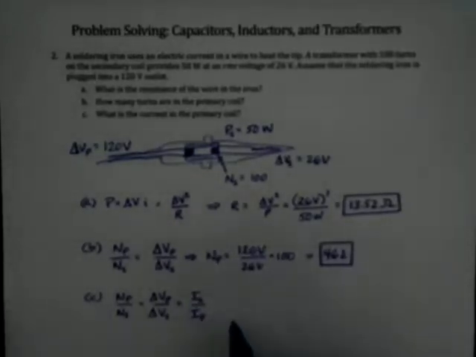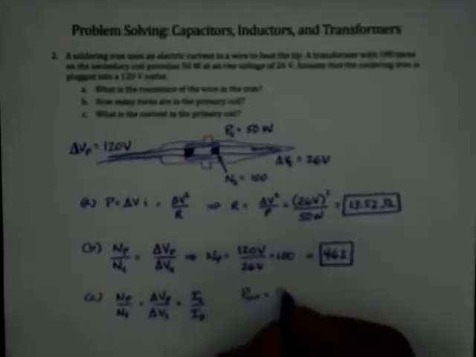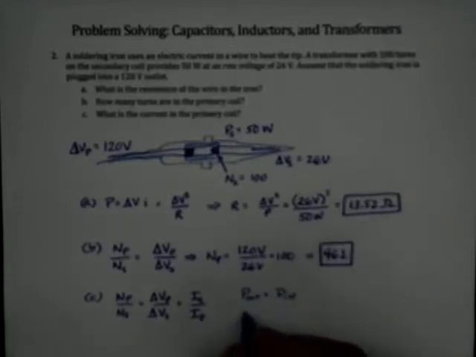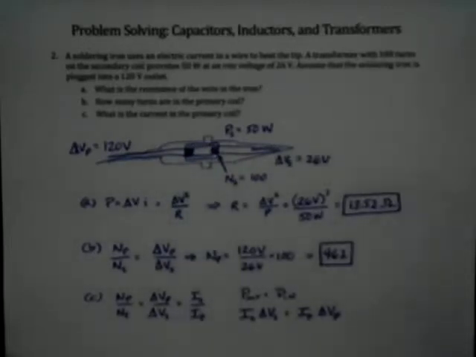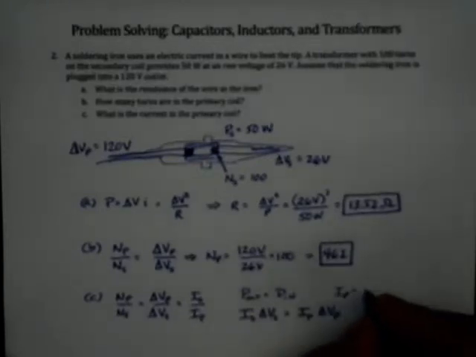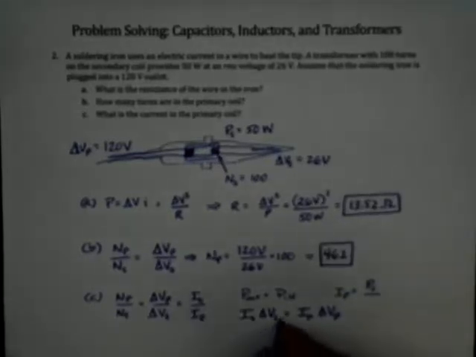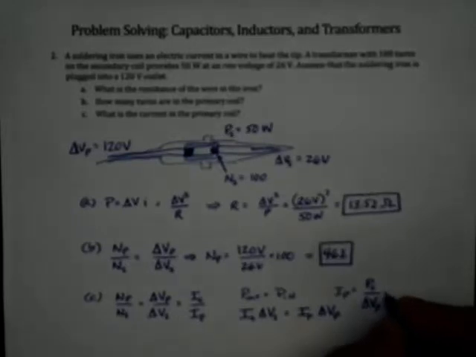Or you can work with the assumption, which we do in this theoretical case, that there's no power loss. So power out equals power in, which tells you that the current on the secondary side times the voltage on the secondary side equals the current on the primary side times the voltage on the primary side. And either way you do that, the current in the primary coil is going to equal the power on the secondary side, which is this whole thing here, divided by the voltage on the primary side.